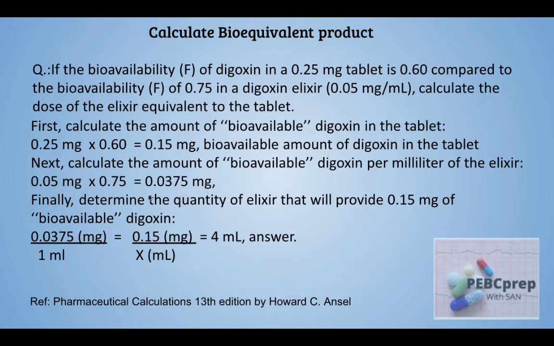Then finally we apply dimensional analysis to determine the quantity of elixir that will provide 0.15 milligram. 0.15 milligrams, because this is the amount of digoxin in the tablet. So with 0.0375 per milliliter, how much elixir gives 0.15 milligram, in how many milliliters? When we calculated, we got 4 milliliters.